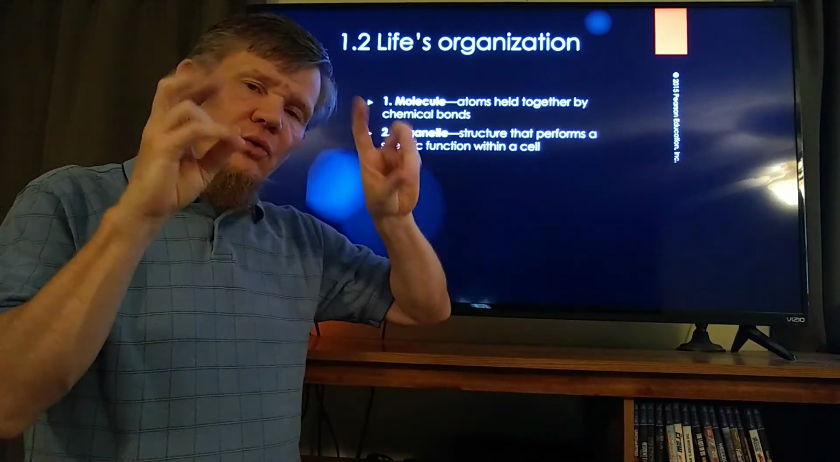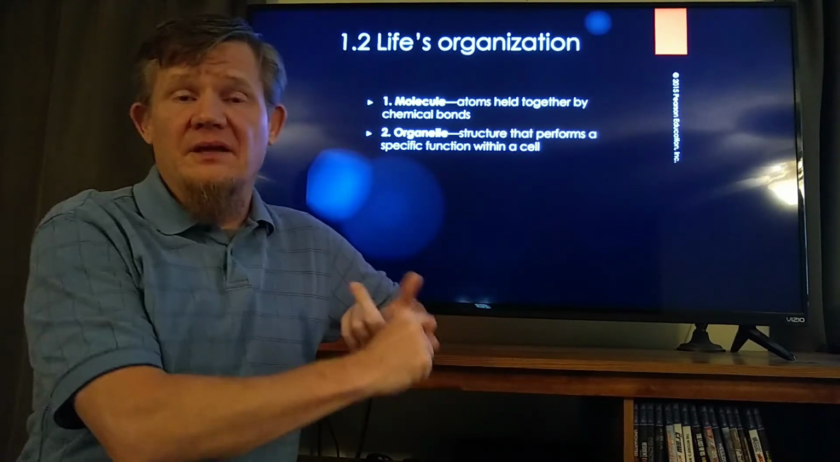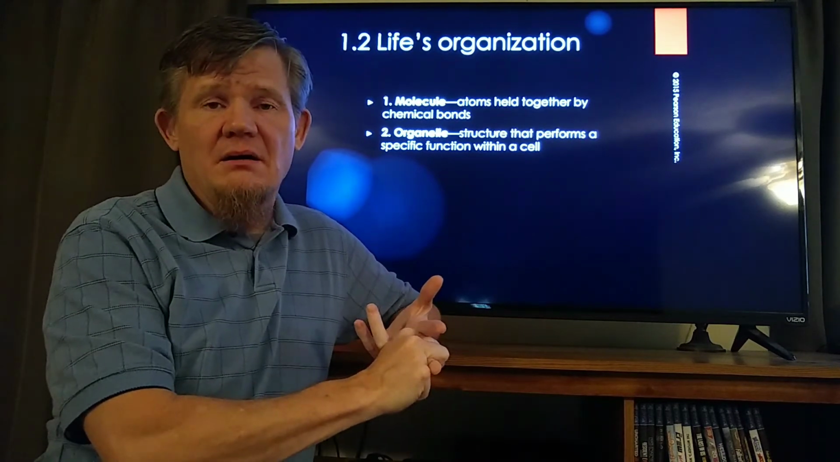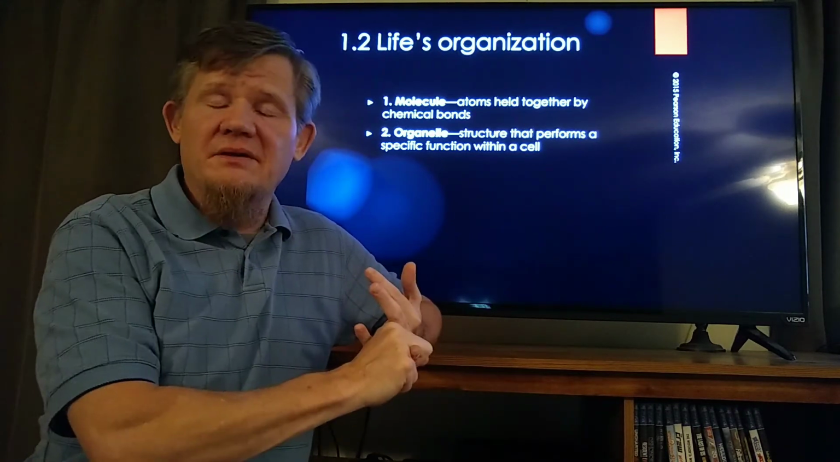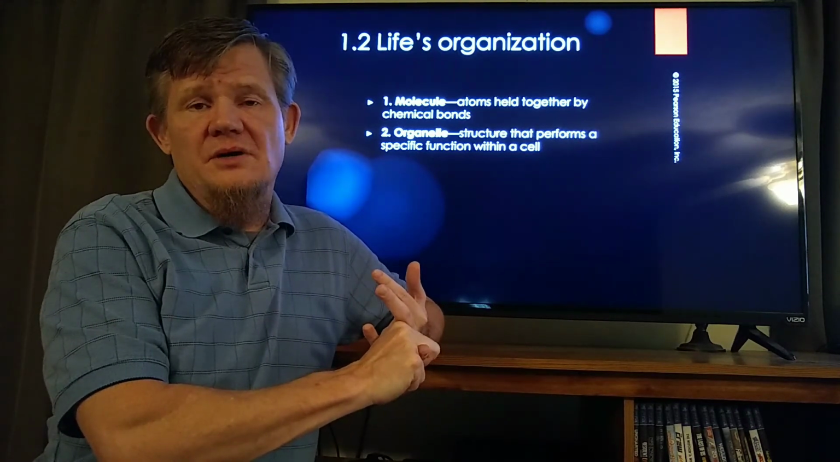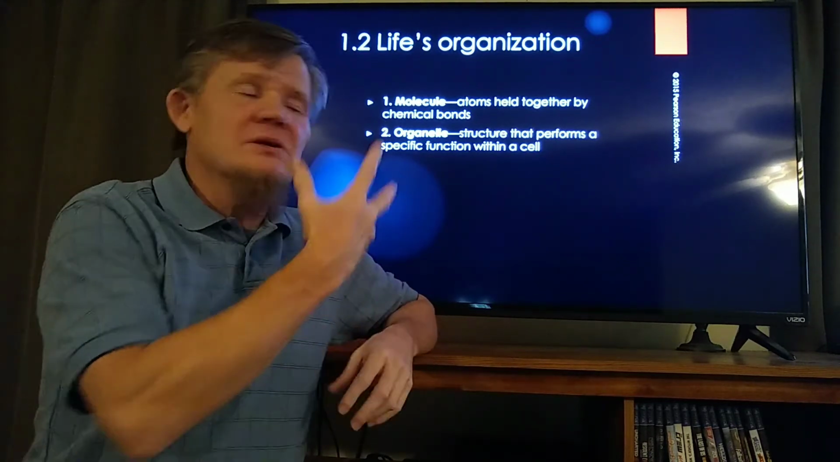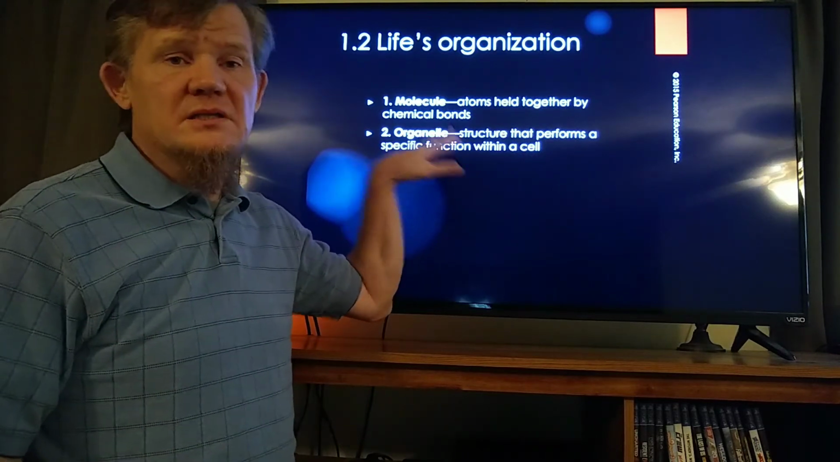Cells have little organs. Well, they don't have hearts and they don't have stomachs, but they do have things that process energy for them. They do have things that make molecules that they need. They do have structures that break down products, like your stomach breaks down products. So organelles, little structures that perform functions within a cell.